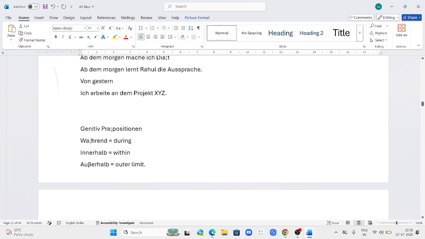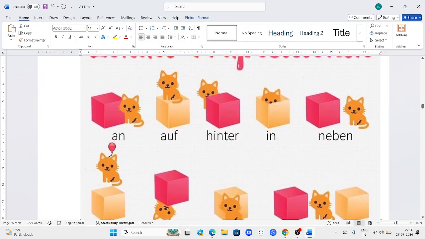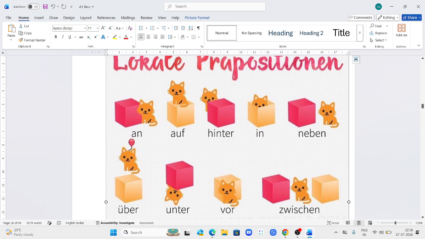Okay? And Wechsel, locale Präposition, we will learn only these 2 lines: an, auf, hinter, in, neben, über, unter, vor, zwischen. This also has a song. I'll teach you tomorrow.